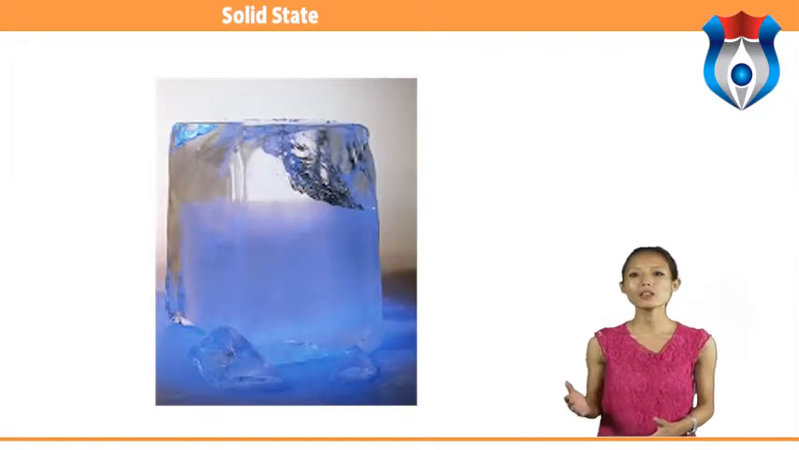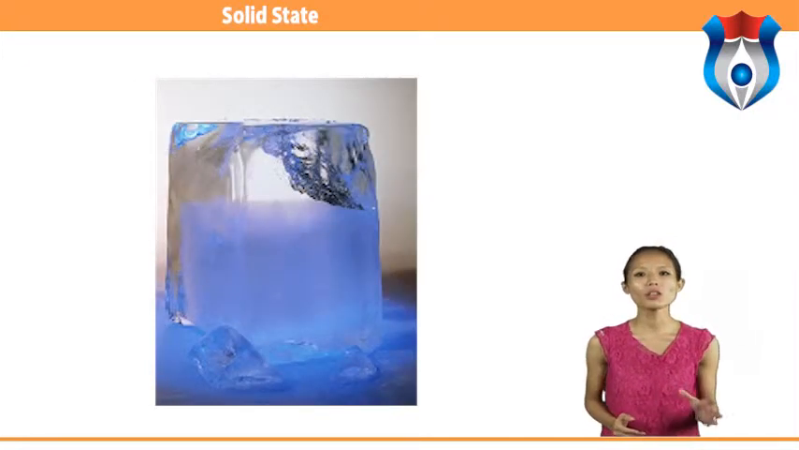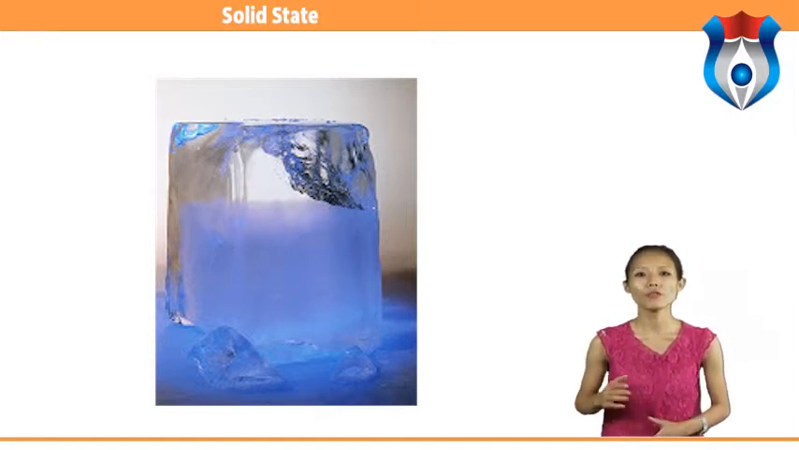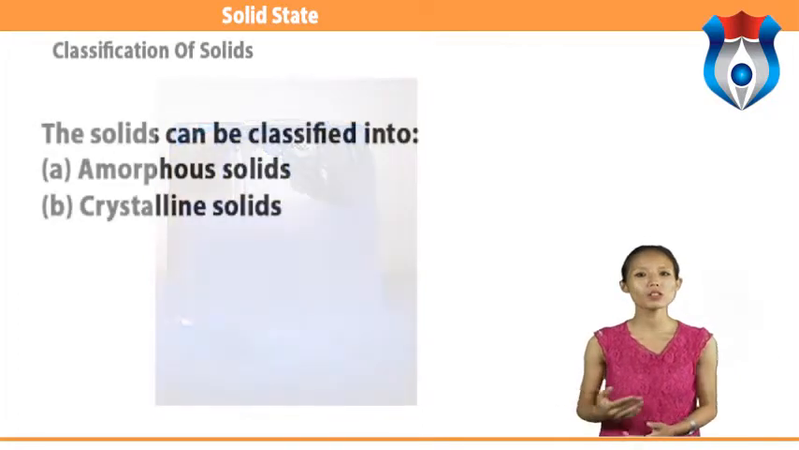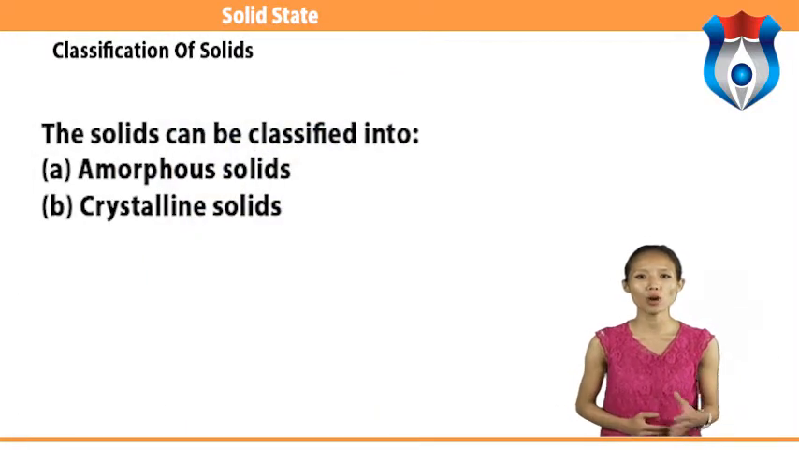From here we get the definition of a solid. A solid is defined as that form of matter which possesses rigidity, and due to which it possesses a definite volume and a definite shape. Solids can be classified into amorphous solids and crystalline solids.